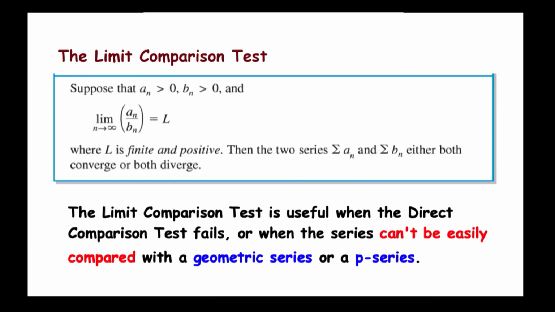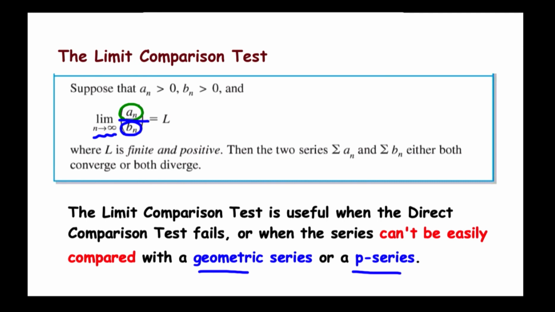I wrote that the limit comparison test is useful when the direct comparison test fails. Maybe you can't compare things easily with your normal geometric or p-series that we use. Well, then we go this route. You start off with a sub n, that is given to you in the problem. You make up your own b sub n. Usually you make it something that's either geometric or a p-series. You turn it into a fraction, and you take the limit from chapter 1 as n approaches infinity.